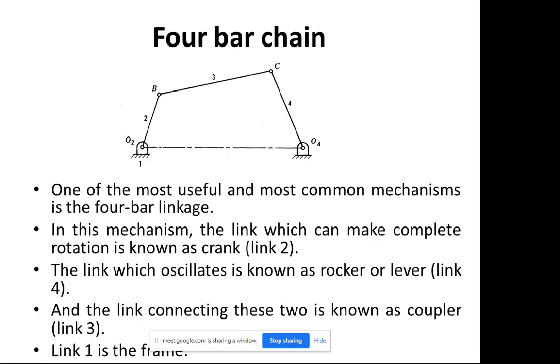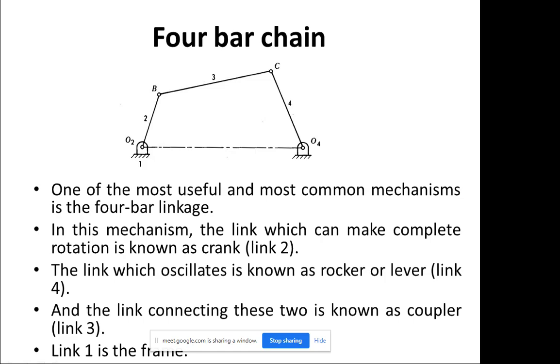So in a 4-bar mechanism, that is the 4-bar chain, one of the most useful and most common mechanisms is the 4-bar linkage, and in this mechanism the link which can make a complete rotation is known as the crank. So you can see this link number 2 is known as the crank, and the link 4 which is going to oscillate is known as a rocker or a lever. So this is the crank and this is the rocker. You first understand the names for this.